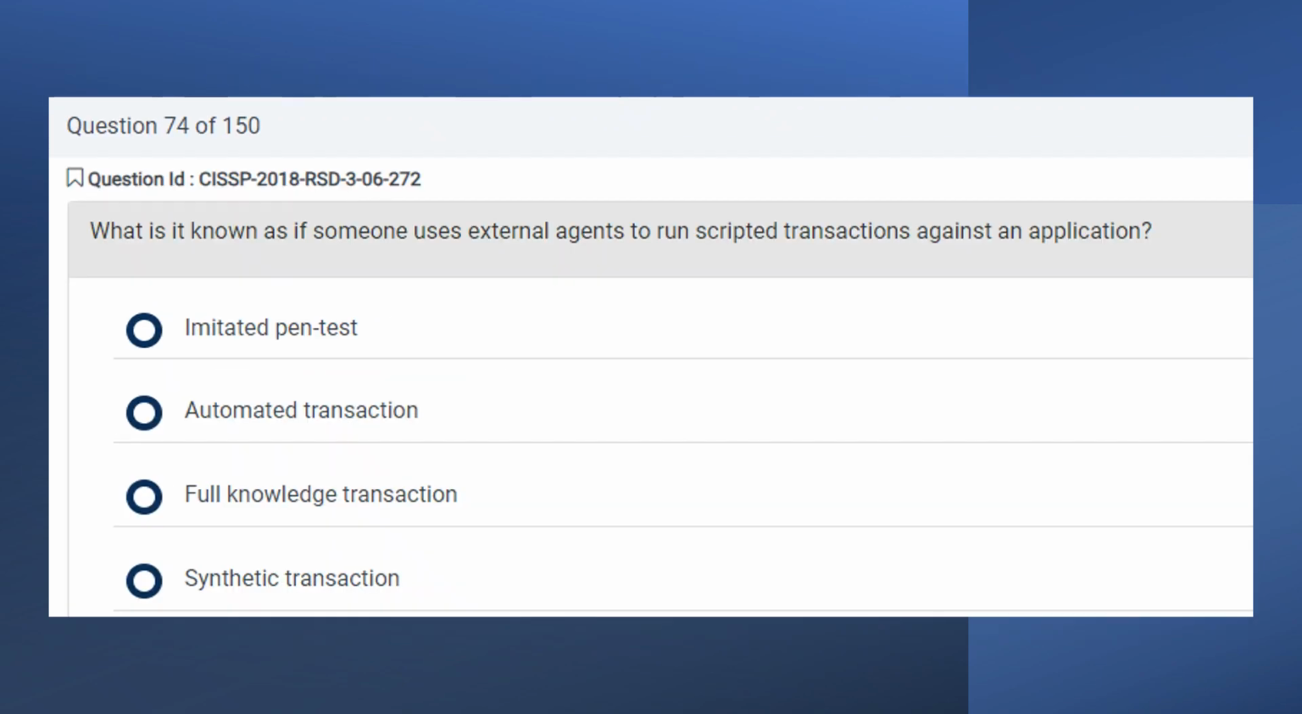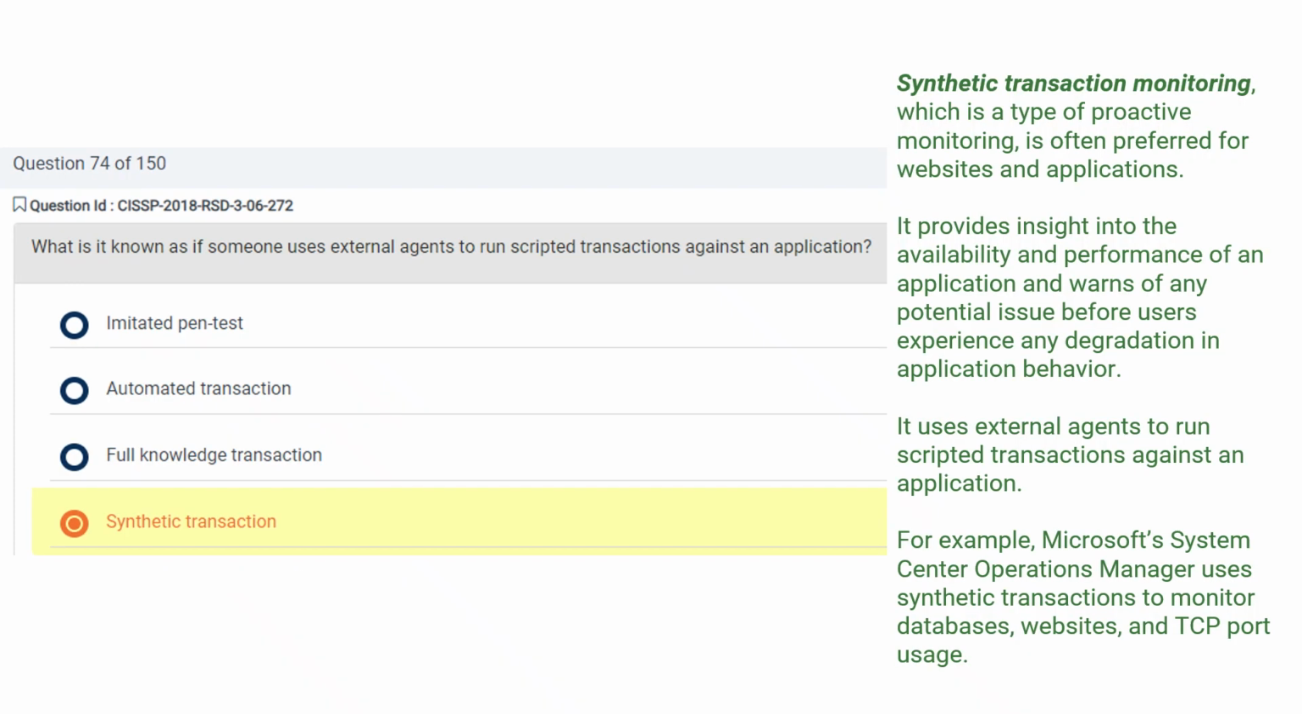Question 74. What is it known as if someone uses external agents to run scripted transactions against an application? A. Imitated pen test. B. Automated transaction. C. Full knowledge transaction. Or D. Synthetic transaction. The correct answer here is synthetic transaction.